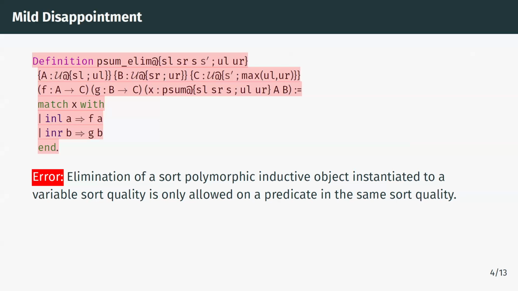So yeah. So now, well, before we had to declare all the inductives by hand, but we had the eliminators.